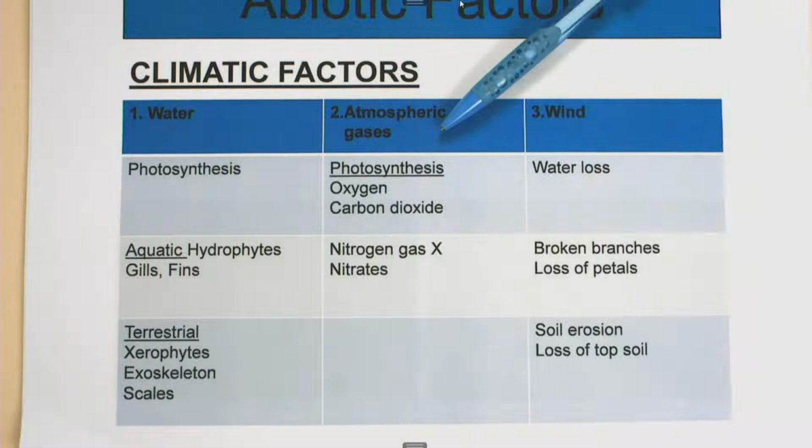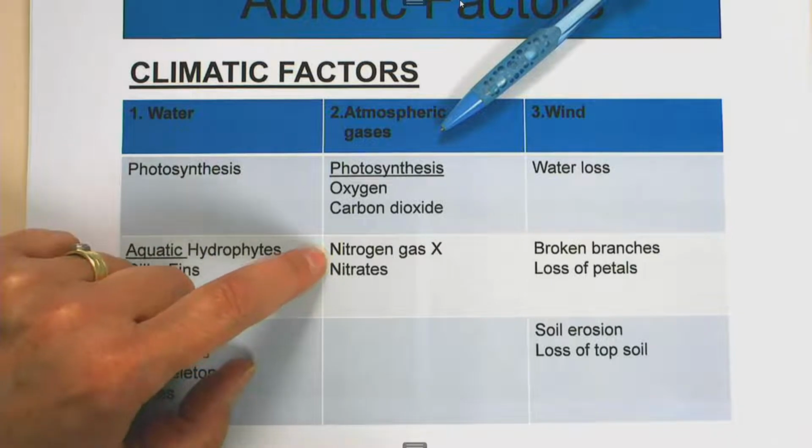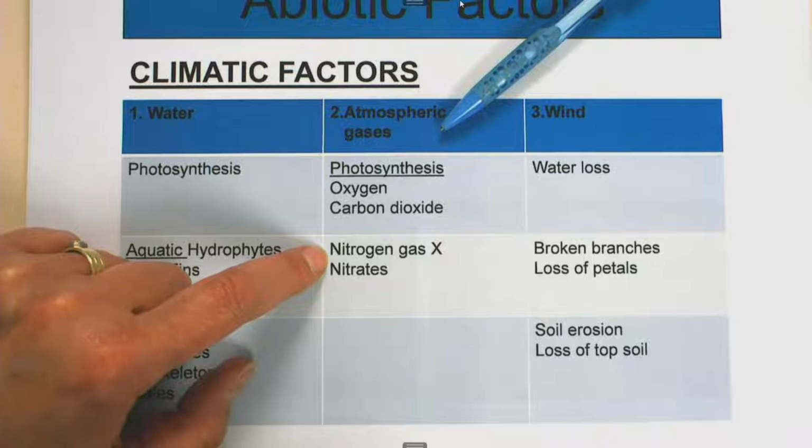Atmospheric gases can be different gases like oxygen, carbon dioxide, and nitrogen. Now, as you know already, we need oxygen and we need carbon dioxide. Plants use carbon dioxide to make oxygen, so that influences. It's an abiotic factor. Then when it comes to nitrogen gas, in the chemical form that it is in, plants cannot assimilate or absorb nitrogen in that form.